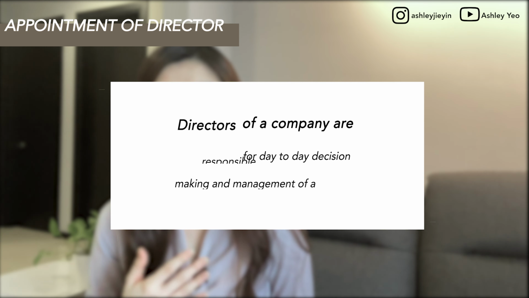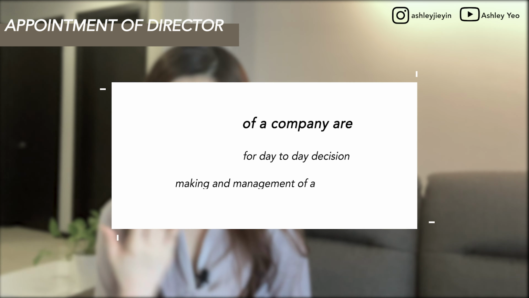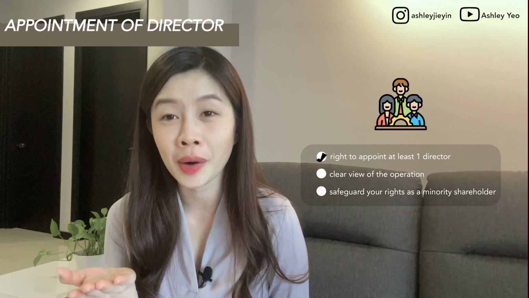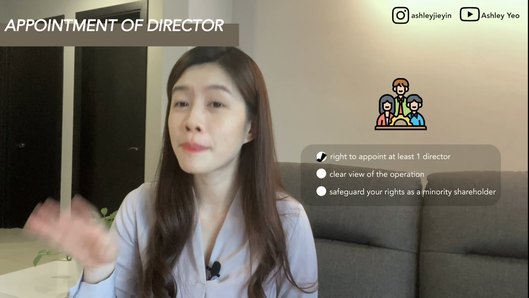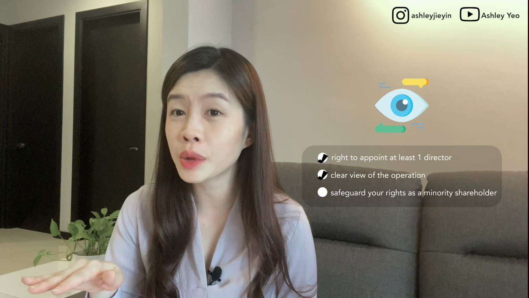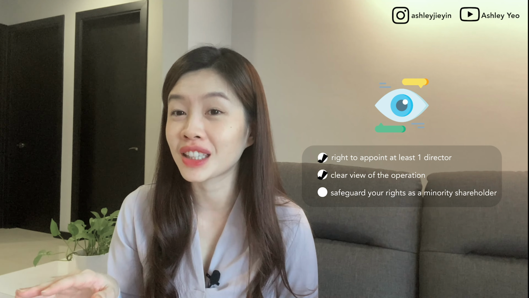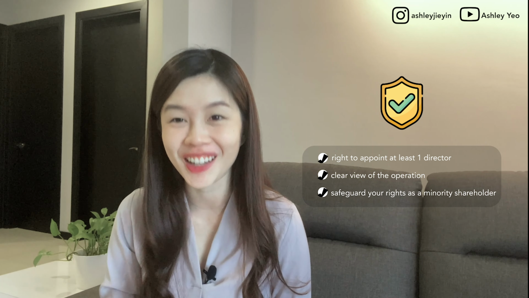Next, the appointment of directors. Directors of a company are responsible for day-to-day decision-making and management of a company. As a minority shareholder, you would need to make sure that you have the right to appoint at least one director in the company. Such an appointment may not give you control of the company, but would enable you to have a clear view of the operation, and most importantly, safeguard your rights as a minority shareholder.